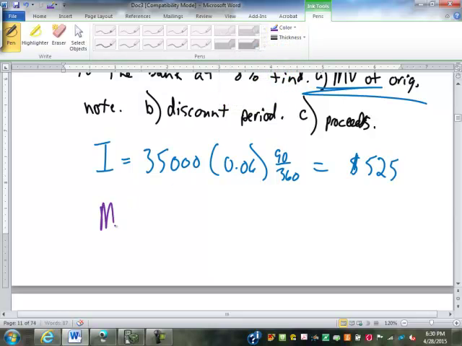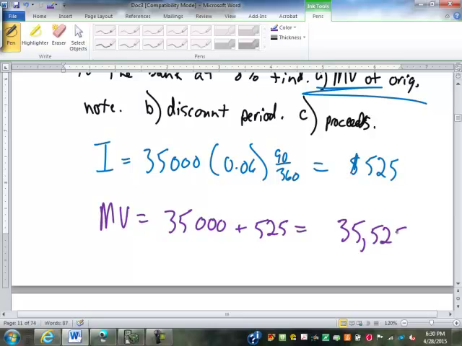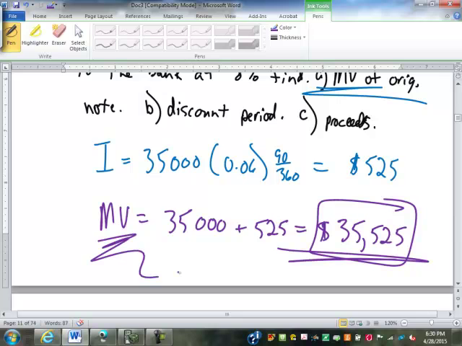The maturity value is 35,000 plus 525. So $35,525 is the maturity value.